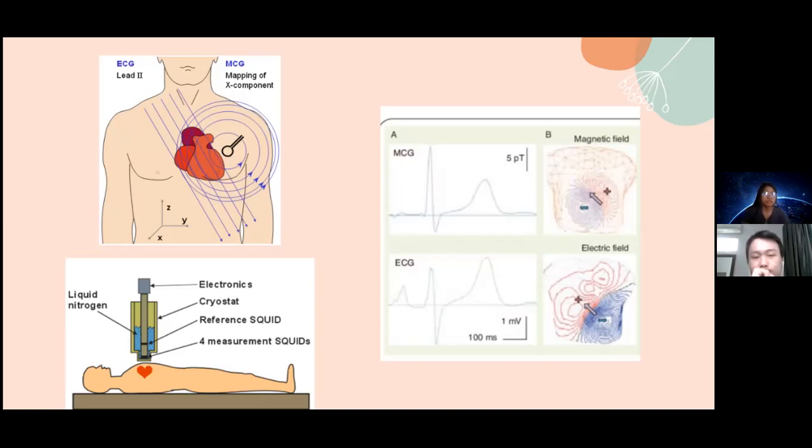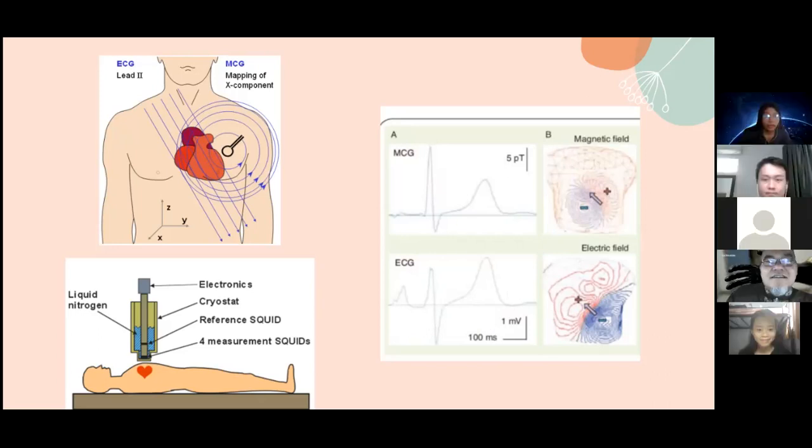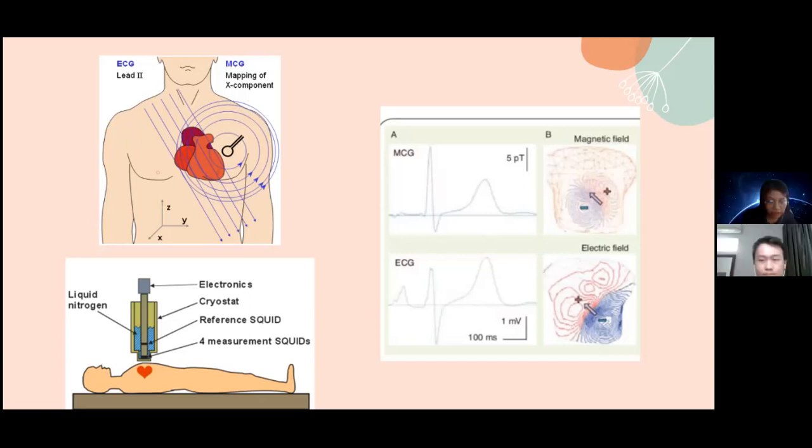So the principle of MCG is that it uses magnetic fields, but ECG uses electric fields. But it produces similar signals. As we can see in the picture here, it uses similar signals.